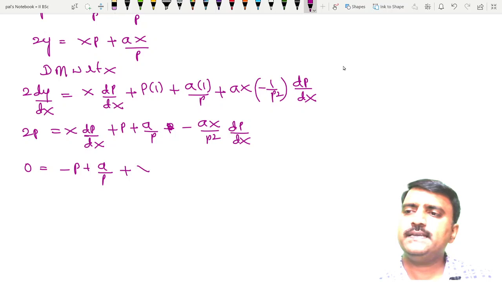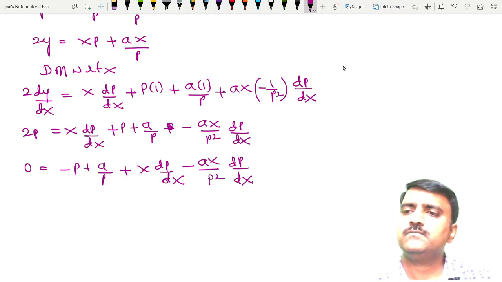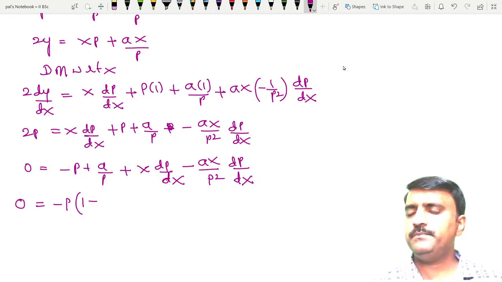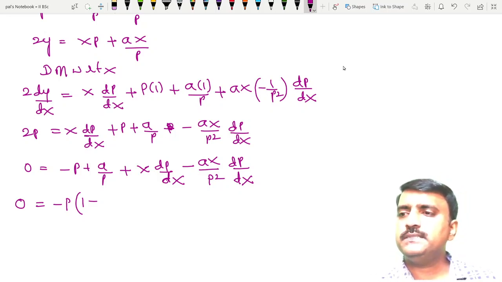So next you write these terms: x into dp by dx minus ax by p square into dp by dx. Now here we can take minus p as the common factor. If minus p comes outside, remaining here is 1 minus, and multiplying numerator and denominator with p, the remaining is p square in the denominator, so this is a by p square.